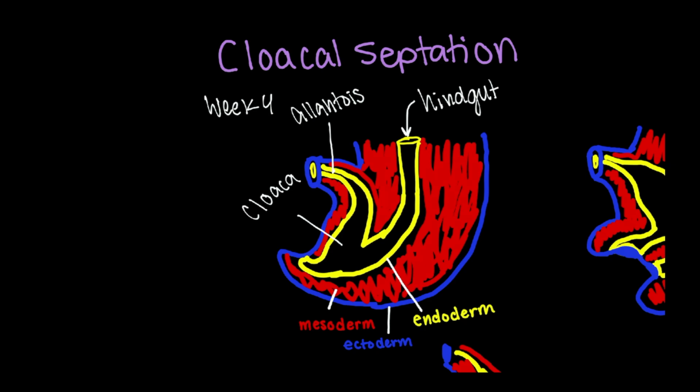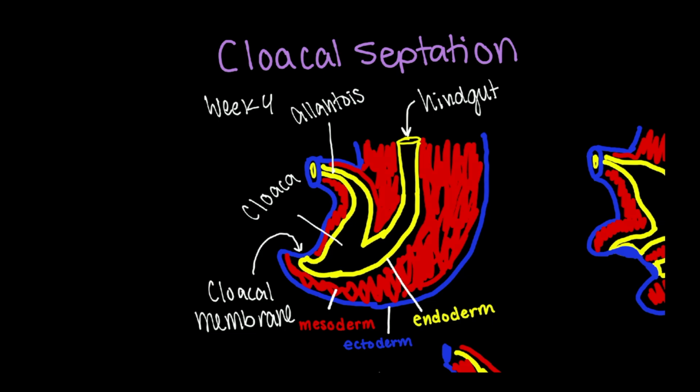cloaca. At this caudalmost portion of the cloaca, we can see a portion of the ectoderm and the endoderm where they meet, but there is no intervening mesoderm. And this is called the cloacal membrane. This is a temporary barrier at the caudal portion of the cloaca. Now, so we're at week 4.